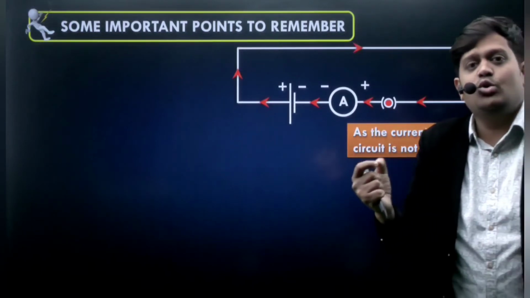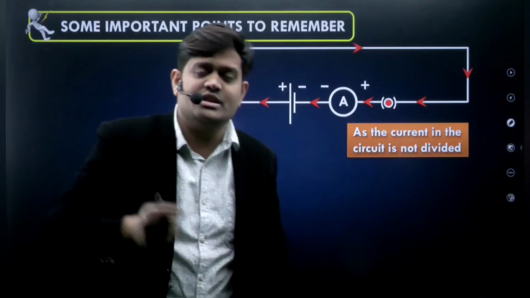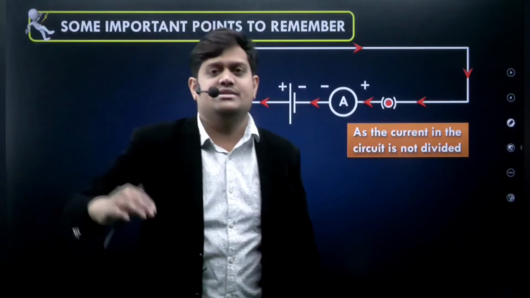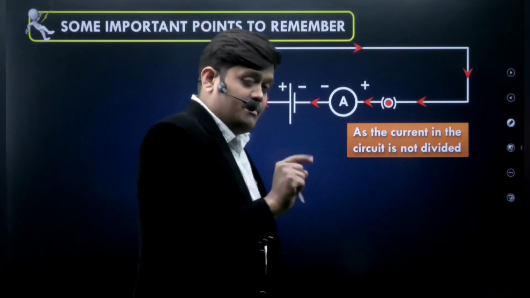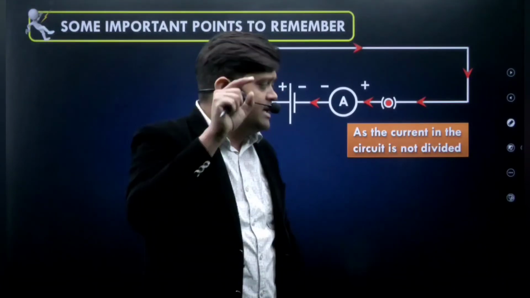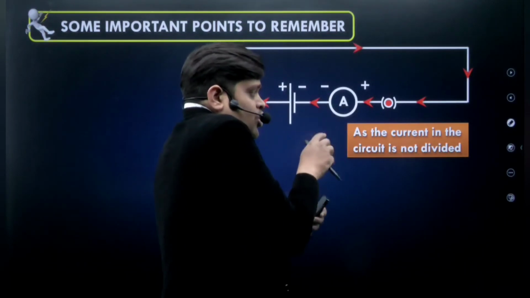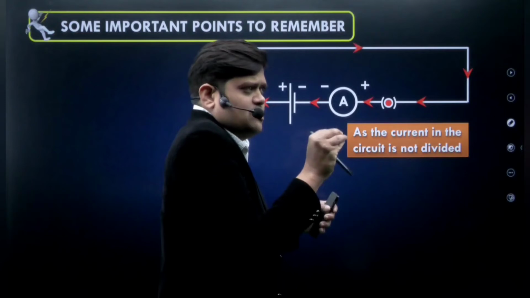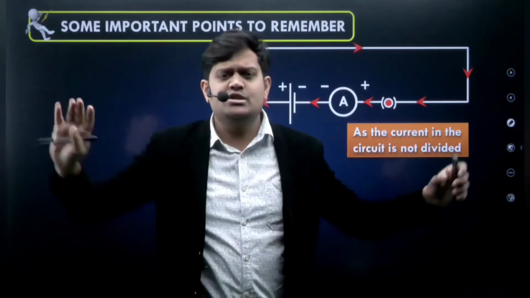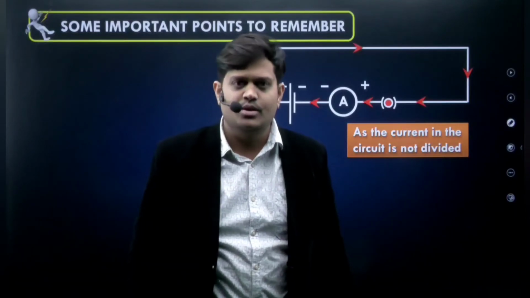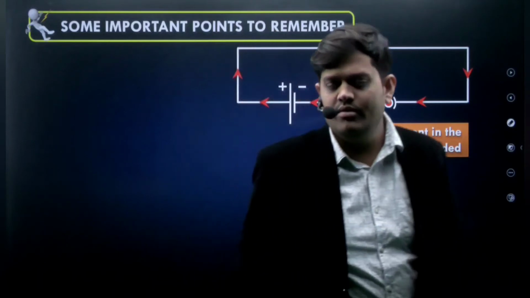Ammeter has a very low resistance. Voltmeter has a high resistance, approximately infinite. So remember this: the ammeter has low resistance. If it has low resistance, there is almost no effect of resistance, almost zero. If there is no resistance, current flows properly. There is no division, so 100% of the current flows through it.